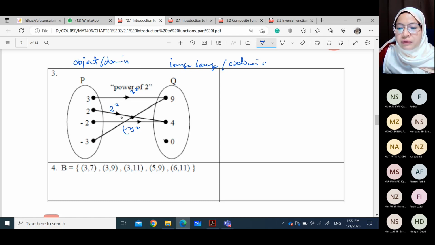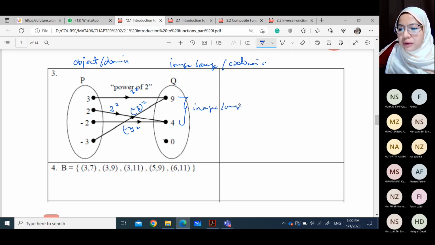And -3 to the power of 2 is 9. So object -3 is mapping to 9. Okay, yang kosong ni tak ada apa-apa. So tak ada masalah. So maknanya 9 is image, ataupun range, based on this object. So Q is the codomain.